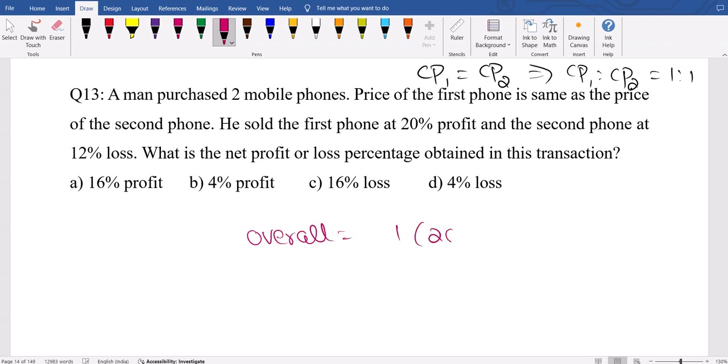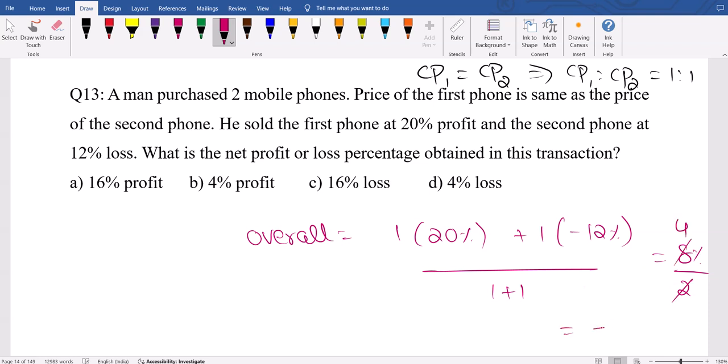1 into 20% plus 1 into minus 12% because of loss, divided by 1 plus 1. 8 divided by 2, that too positive. Positive means we will get a profit, plus 4%, which means 4% profit. The cost prices are equal, which means the ratio is 1:1. Then what is the overall effect?